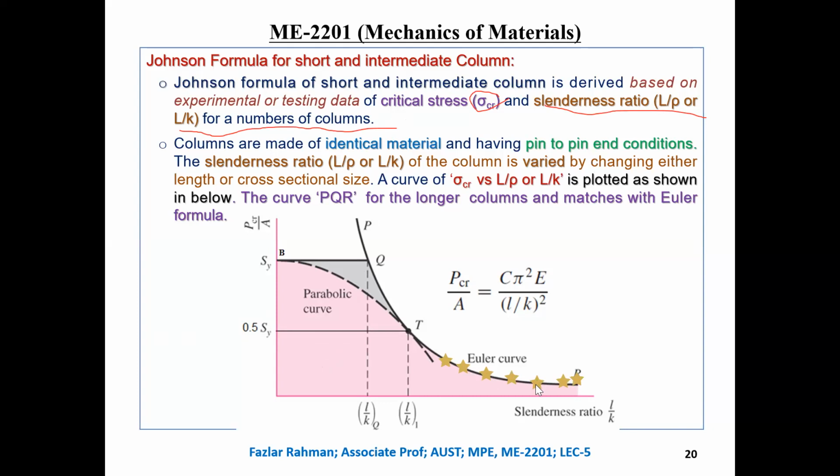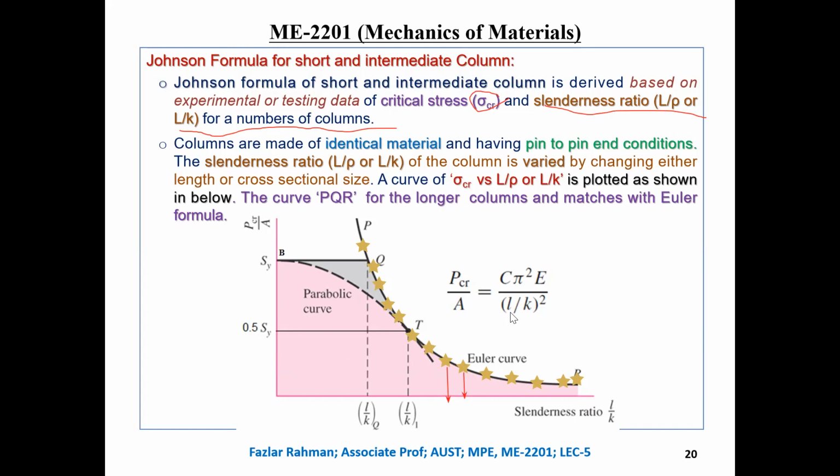You see, what is the L by K ratio for this column? Right over here. Then similarly, what is the L by K ratio for this column? This one. How much load is it carrying, how much stress, this much. For this one, this is the L by rho ratio, and this much load it is carrying. Similarly, he did it for all of them, and when he did, he found that for some particular columns he got this kind of point.